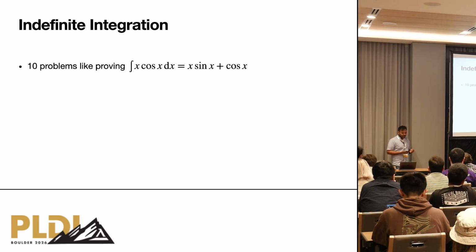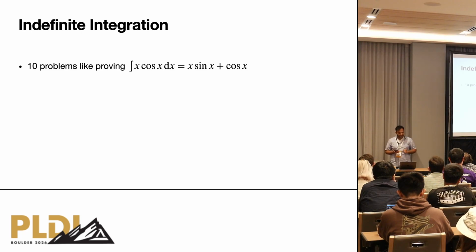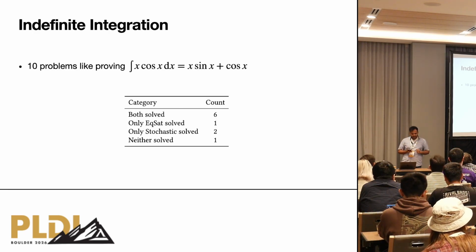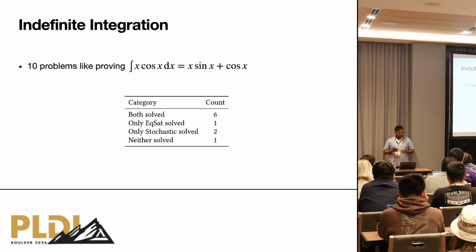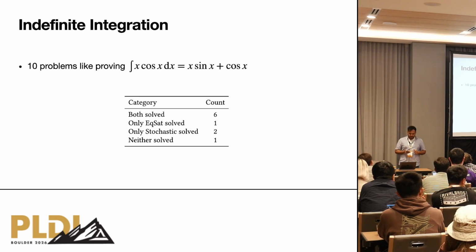The third benchmark is, again, a high school math thing, indefinite integration. So we're going to do 10 problems of indefinite integration, like doing the integral of x cos x. So the results here are very similar. We have 6 problems that both solve, 1 that EqSat solves and Stochastic doesn't, 2 that Stochastic solves but EqSat doesn't, and then 1 that neither can solve. Okay, so again, neither seems to be Pareto optimal over the other. There's a core set that both can solve and then some outliers.